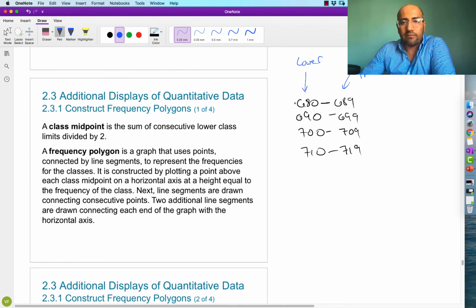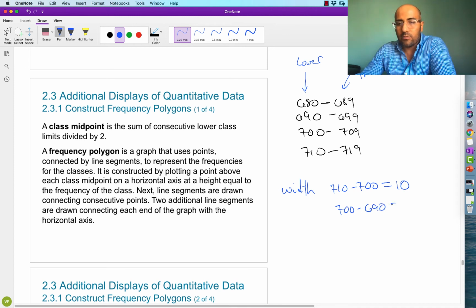The class width is found by subtracting any two consecutive values. So the class width would be 710 minus 700, which would give me 10. Or likewise, I could do 700 minus 690, which is also 10. Right, so that's how we find our class width. We subtract two consecutive lower class limits. And now the class midpoint is found by adding two consecutive lower class limits and then dividing by 2.